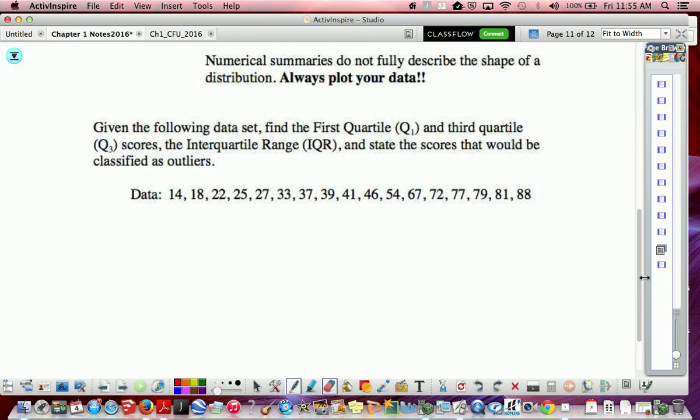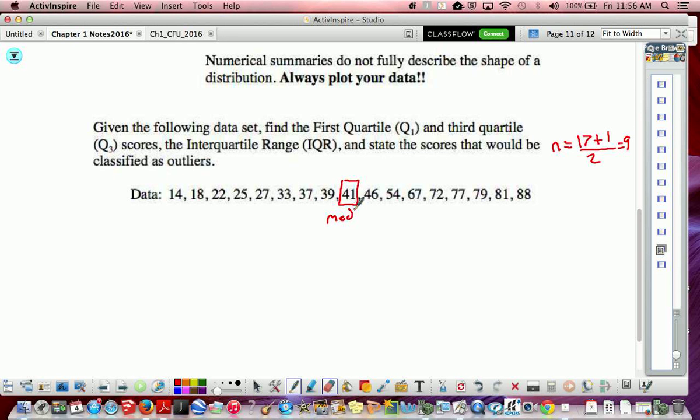In order to find the first and third quartile, what do I have to find first? Median. So how many data points do I have here? 14, 15, 16, 17. So if n equals 17, if I add 1 to it, divide by 2, it's the 9th data point. 1, 2, 3, 4, 5, 6, 7, 8, 9. So 41 is my median.